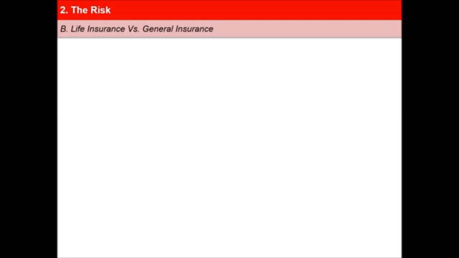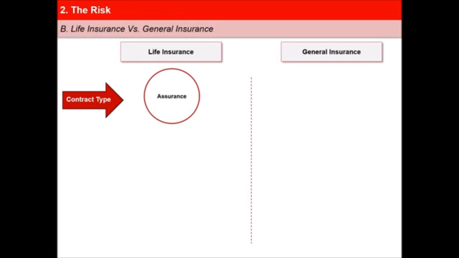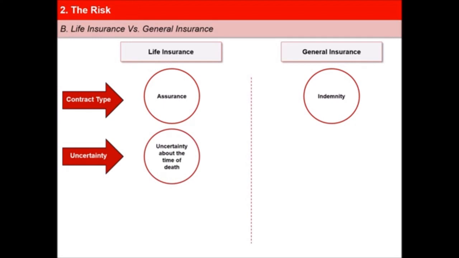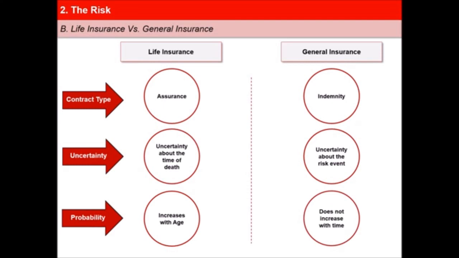Let us now look at the differences between life insurance and general insurance. Life insurance policies are contracts of assurance, while general insurance policies, with the exception of personal accident insurance, are usually contracts of indemnity. In case of life insurance, there is uncertainty about the event of death, while in case of general insurance, the risk event protected against is uncertain. Lastly, in case of life insurance, the probability of death increases with age, while in general insurance, in case of perils like fire or earthquake, the probability of the happening of the event does not increase with time.